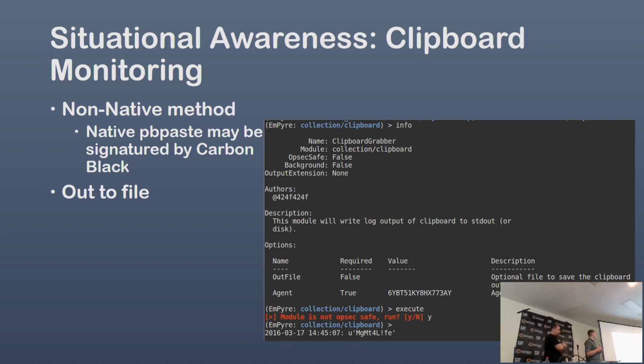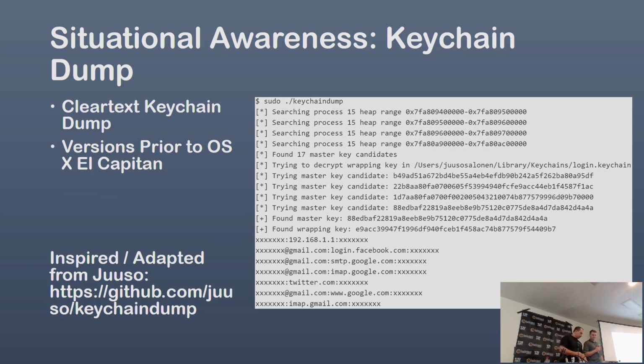So we actually developed a non-native method, all pure Python, and it basically sends the clipboard right to a file and downloads it for you. As we talked about before, Keychain Dump. There's been some really cool research done by a lot of people in the industry. In our case, we use Keychain Dump. It's actually inspired and adapted. There's a link if you want to go check it out.